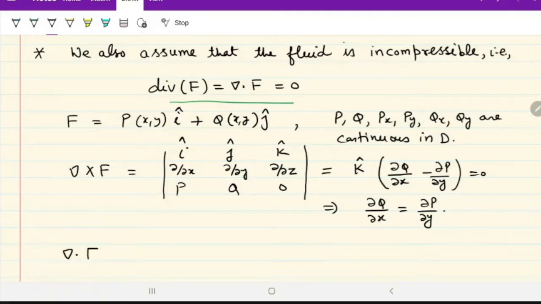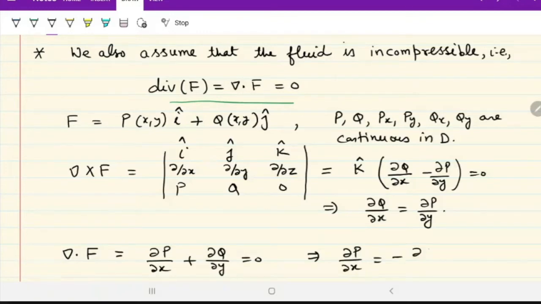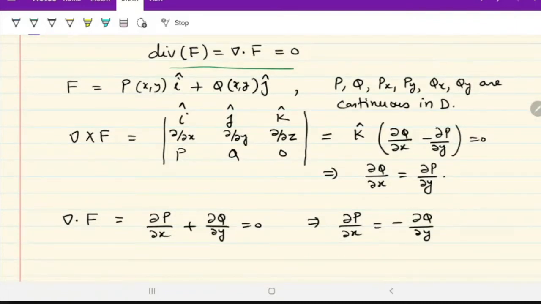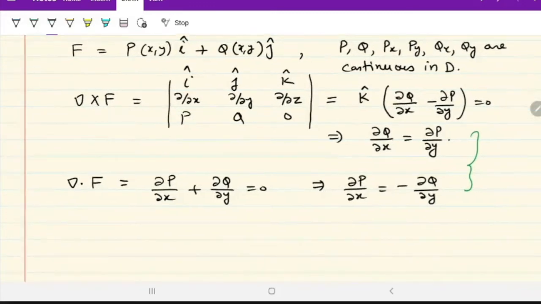Similarly, if it is incompressible, then divergence of f is 0, and divergence of f is nothing but del p over del x plus del q over del y. This equals 0, which gives us del p over del x equals minus del q over del y. Now if you look at these two equations, these are similar to the Cauchy-Riemann equations, but these are not CR equations for the function small f, which is p plus qi. In fact, these are CR equations corresponding to a function g, which is the conjugate of f.